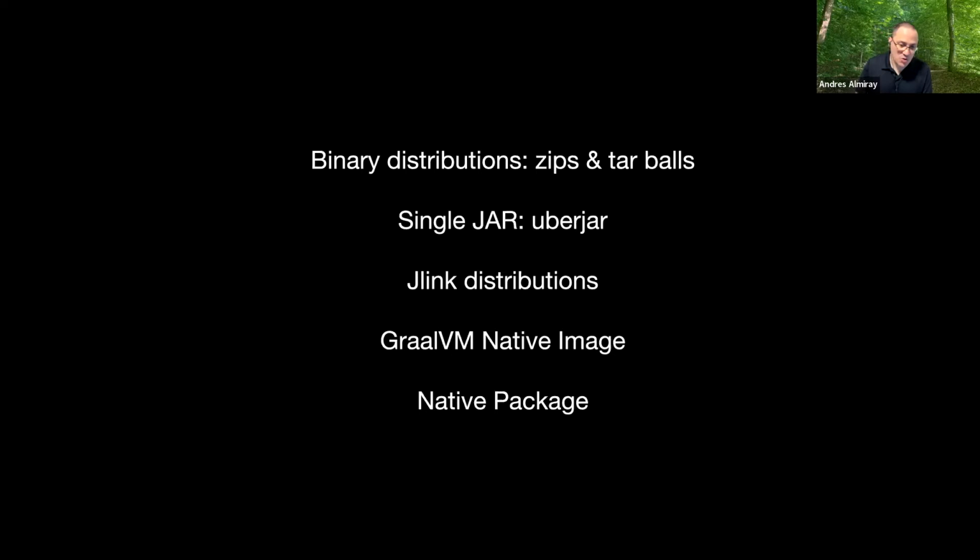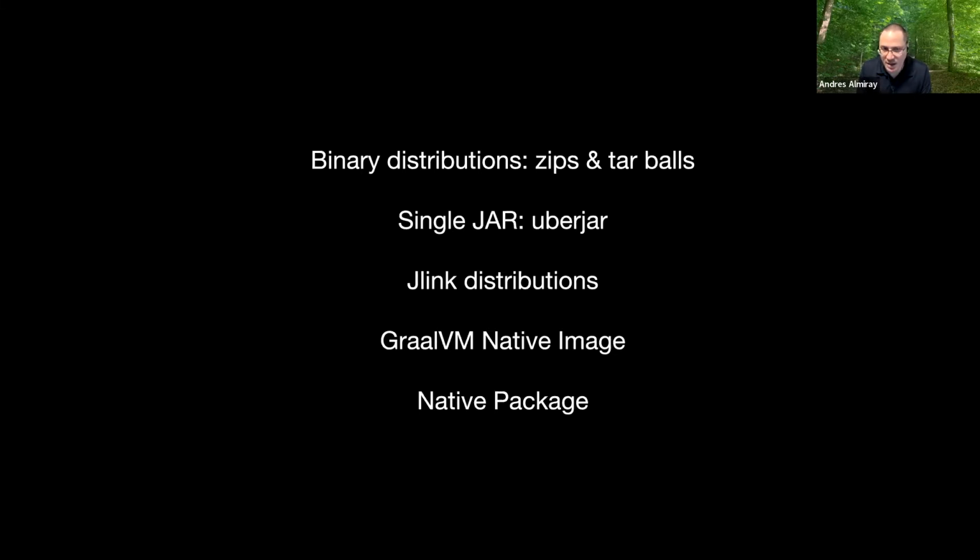Another popular option for distributing Java applications is using an uber jar. It's just a single jar that contains all dependencies and it's executable, so we support that as well. Because JReleaser assembles JLink and GraalVM native images, we also support this kind of distributions, but you may assemble them from outside as well. And finally, native package is the distributions that you can assemble with JPackage.